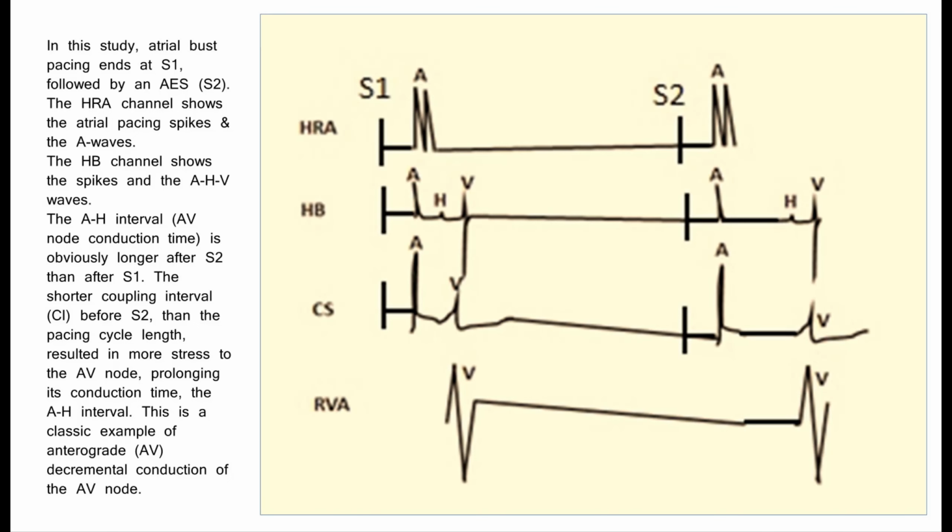In this study, atrial burst pacing ends at S1, followed by an EASE, S2. The HRA channel shows the atrial pacing spikes and the A waves. The HB channel shows the spikes and the AHV waves. The AH interval, AV node conduction time, is obviously longer after S2 than after S1. The shorter coupling interval, CI, before S2, than the pacing cycle length, resulted in more stress to the AV node, prolonging its conduction time, the AH interval. This is a classic example of anterograde, AV, decremental conduction of the AV node.